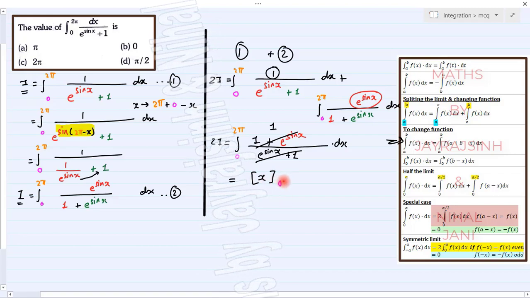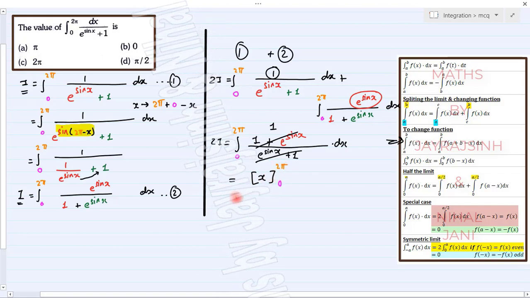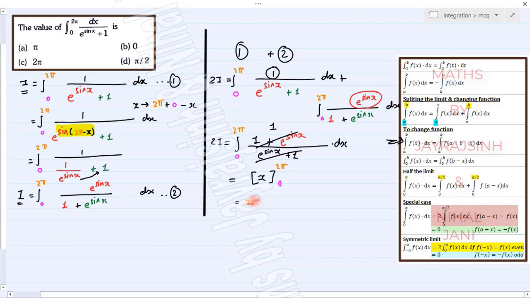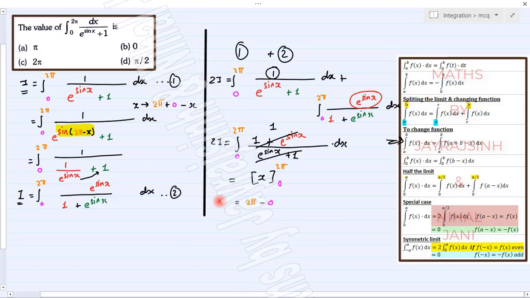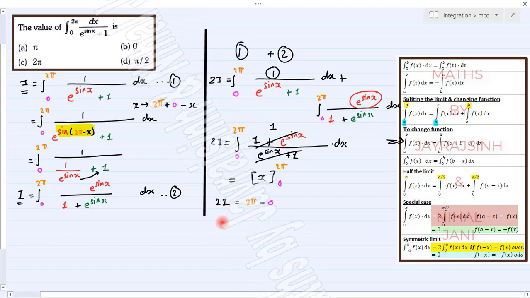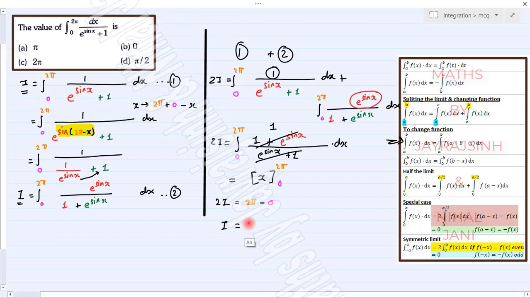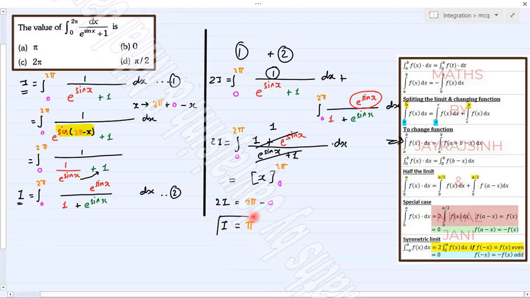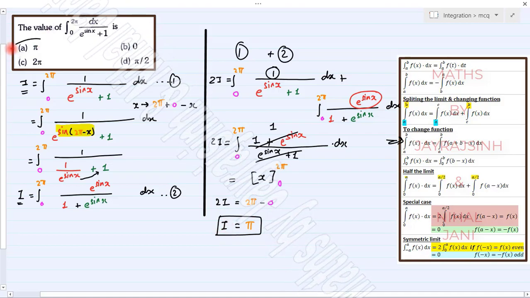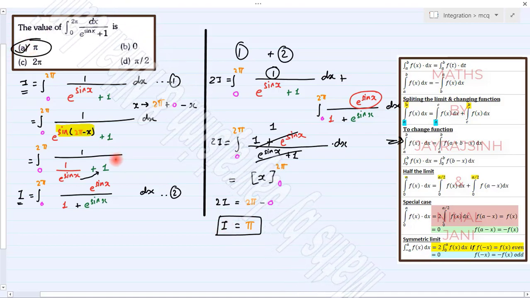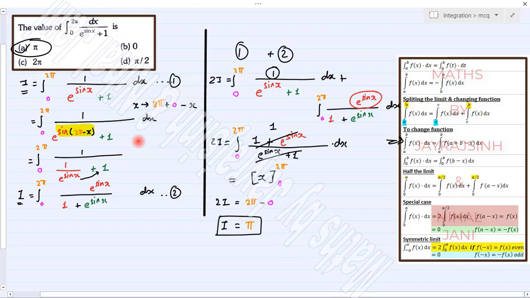Limit is from 0 to 2 pi. So here we get 2 pi minus 0 equal to 2I. So we can say your I is simply pi, which can be considered as your final answer, which is given in option A. Ta-da!